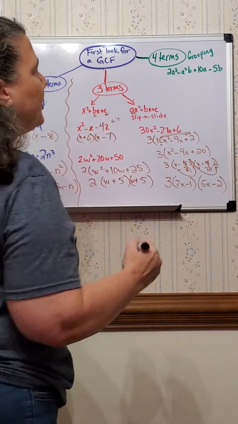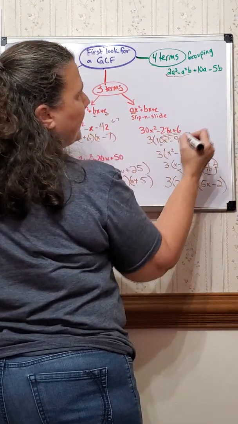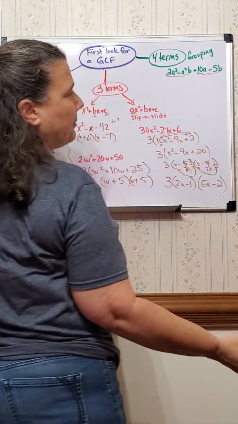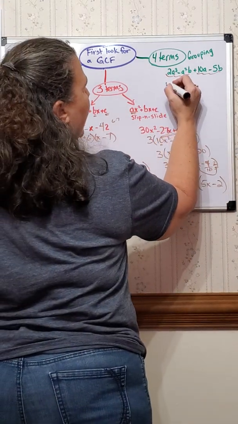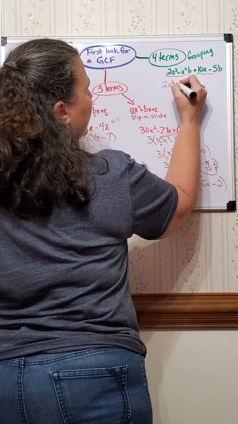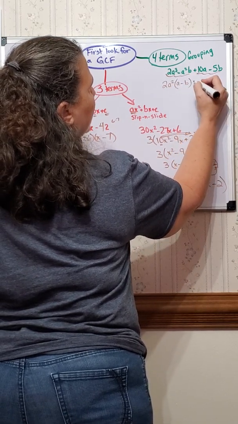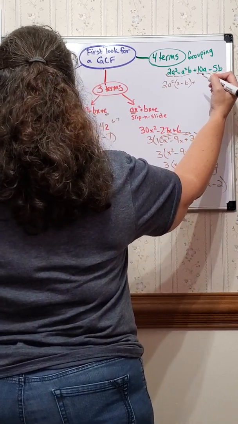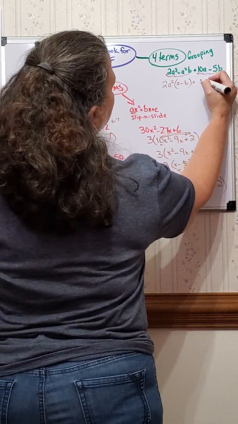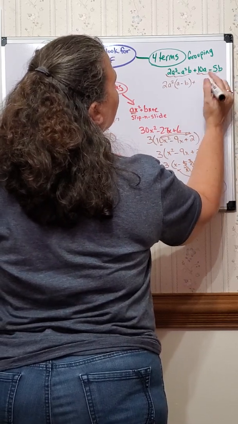All right, then we have grouping. We first look and see, is there something I can pull out of the first set and something I can pull out of the second set? In this case I can. So here I'm going to pull out 2a squared, which is going to leave me at a minus b. And here I am going to pull out 5.